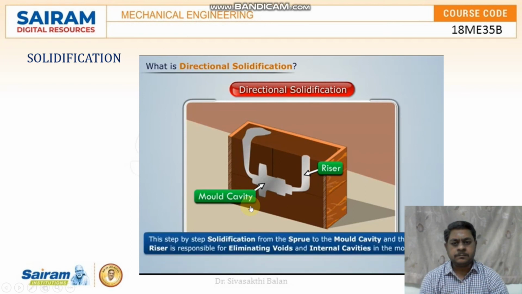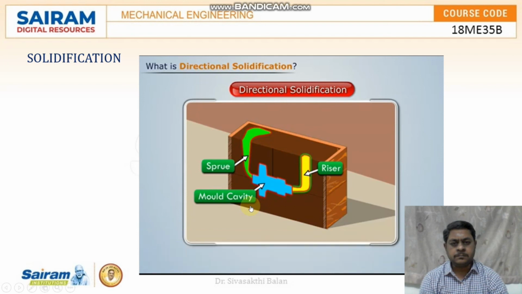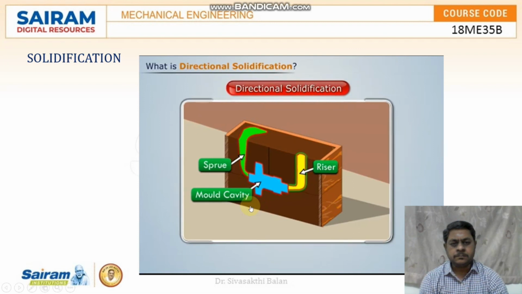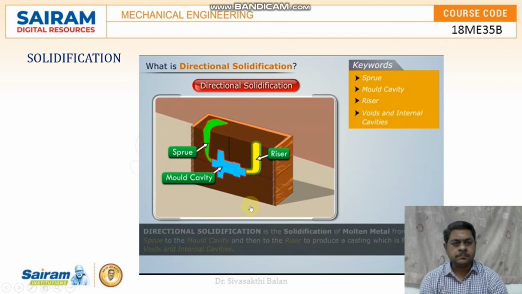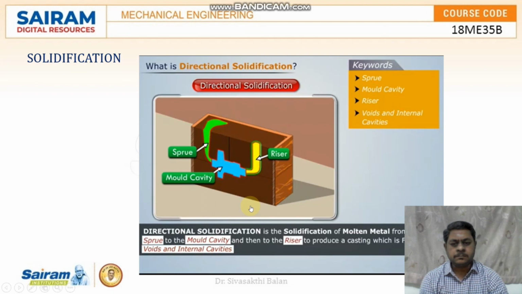This step-by-step solidification from the sprue to the mold cavity and then to the riser is responsible for eliminating voids and internal cavities in the mold. Such a step-by-step solidification process is known as directional solidification. Thus, directional solidification is the solidification of molten metal from the sprue to the mold cavity and then to the riser to produce a casting which is free from voids and internal cavities.